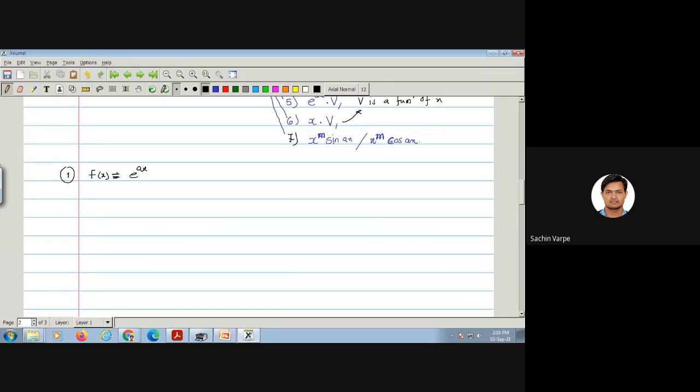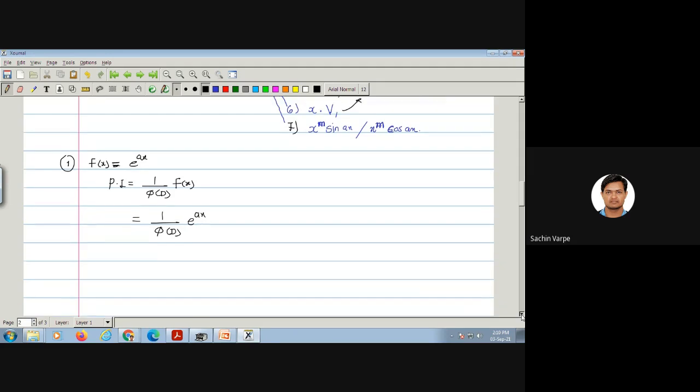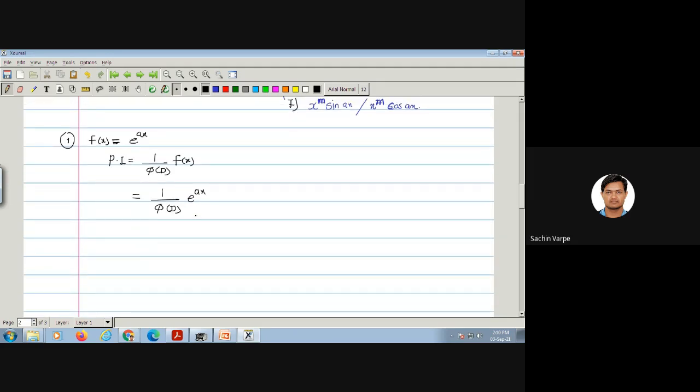Okay, we are discussing here the methods to find the particular integral. I think you might not be getting my question. So the particular integral is 1 upon phi of D into the right hand side function, f of x. So when we substitute f of x here, it is 1 upon phi of D into e to the power ax. It will depend on us now whether to proceed with the general method or the shortcut method. So let us first discuss what the shortcut method is. Let me explain here.